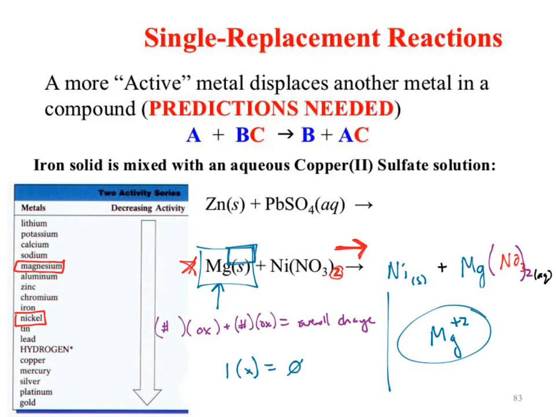It's always there. What is the oxidation state for magnesium in our blue box? 1 times X equals 0. X equals 0. What is the oxidation state for that magnesium? 0. Okay.